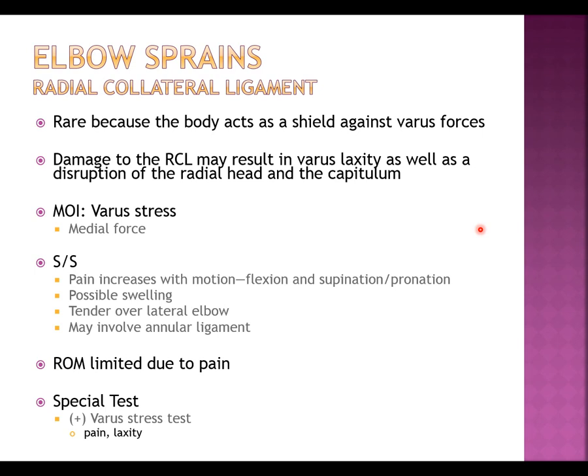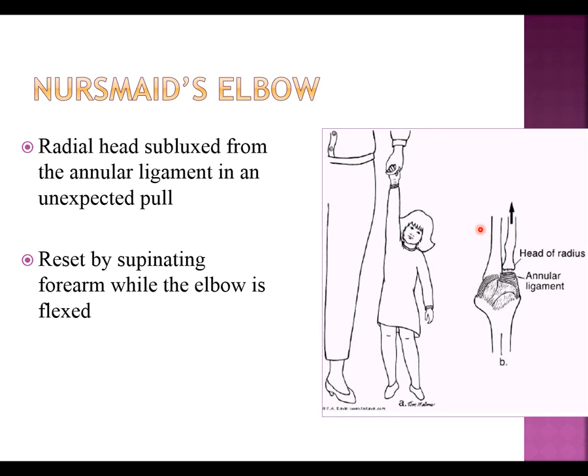Pretty easy to diagnose. I mean, you're going to have an obvious varus force. It's not going to be an overuse injury, so it's going to be a traumatic problem. Varus force, pain with supination and pronation, point tenderness over the lateral epicondyle and radial head, and then a positive varus stress test. And again, remember, for a varus stress test, we're looking for not only pain in that area, but also how much laxity is involved, because that's going to give you your grade of how severe the problem is. But pretty straightforward when it comes to an injury.